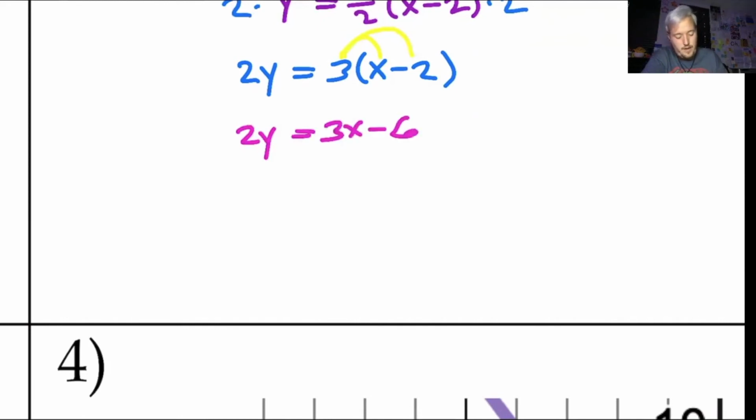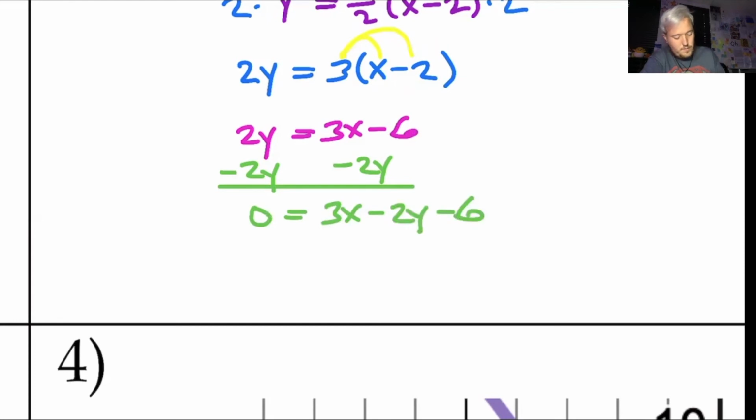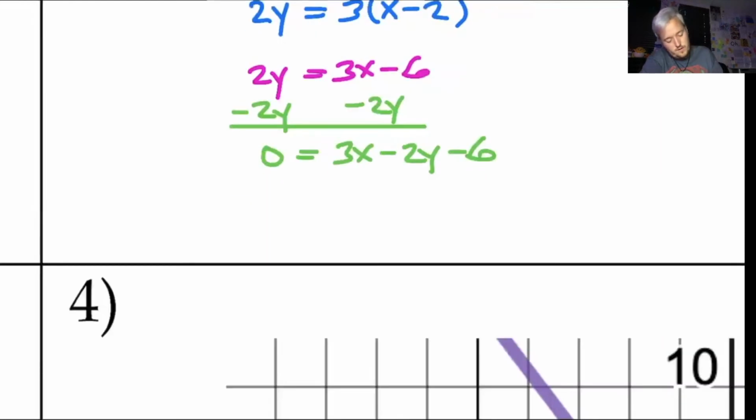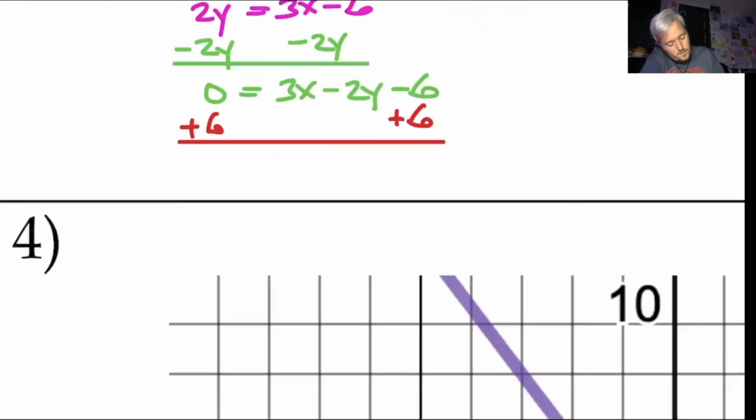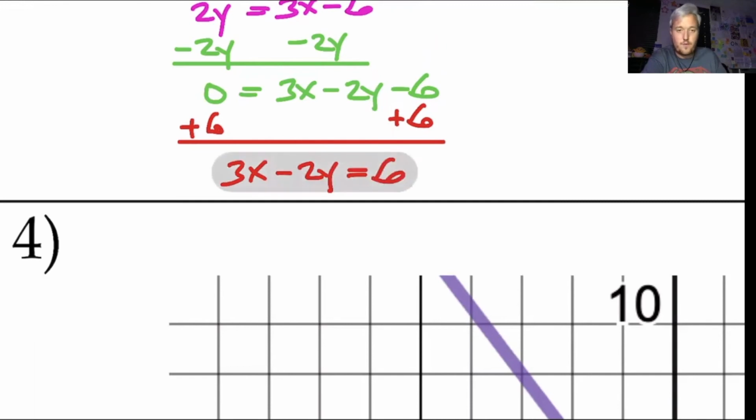So my x value here, positive whole number, it's good to go. It's my pivot point. So subtract 2y on both sides. So 0 equals 3x minus 2y minus 6. I'm going to add 6 on both sides. So I'm going to have 3x minus 2y equals positive 6. So that is our standard form.